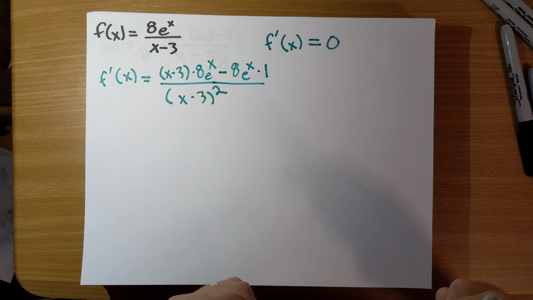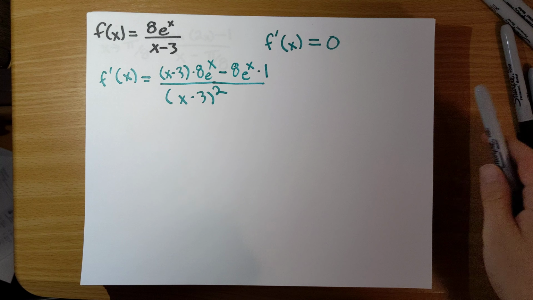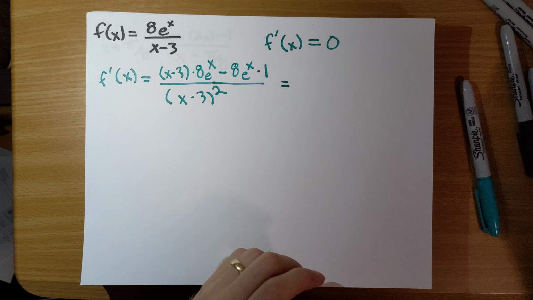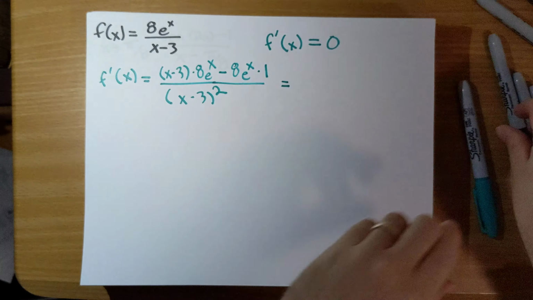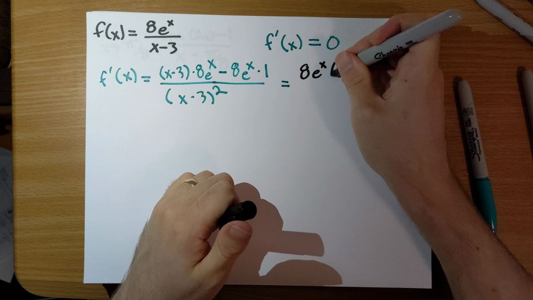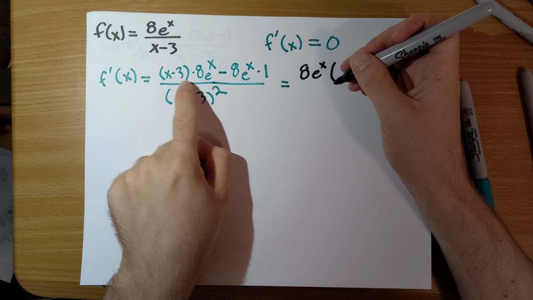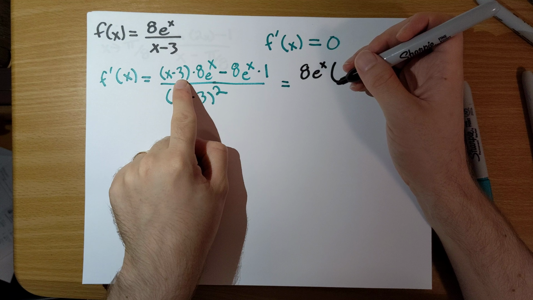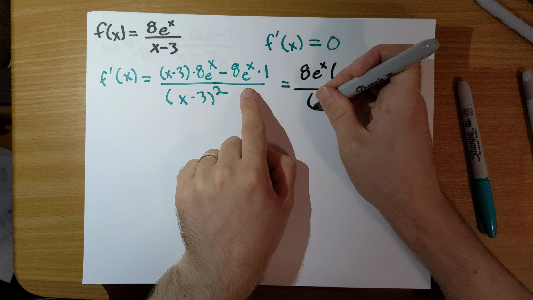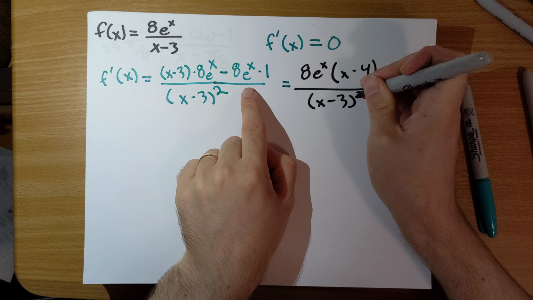Okay. Let's see, does anything simplify here? Does anything factor? It looks like we can factor out 8e to the x times everything else up here. So x minus 3 minus 1 would be x minus 4, all of that over x minus 3 squared.